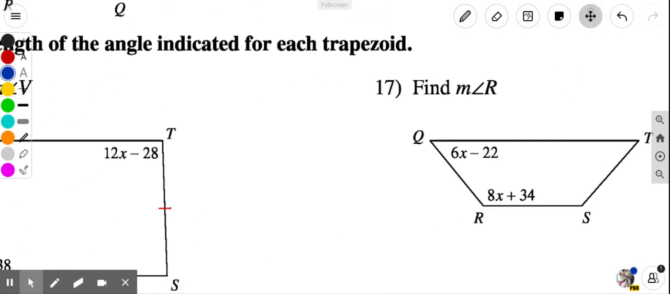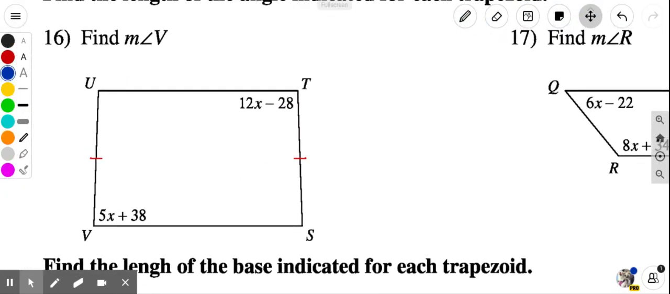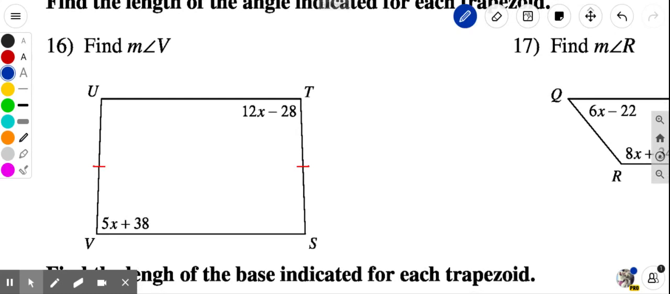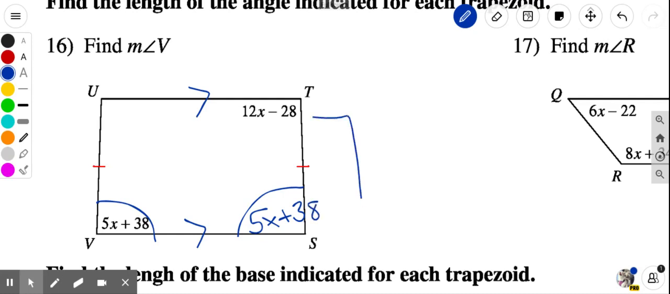Let's see what we have over here. This one's number 16. So number 16, this is an isosceles trapezoid. So here are the bases. Remember that when it's an isosceles trapezoid, the base angles are the same. So if this one is 5x plus 38, so is this one. And then you would add these to 180 because those are consecutive.